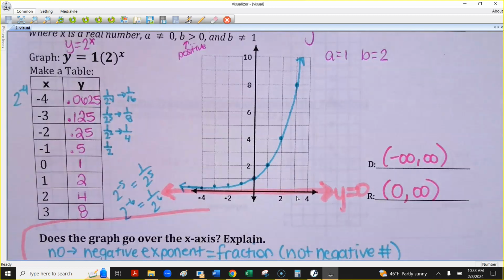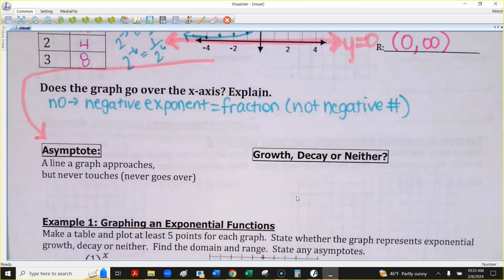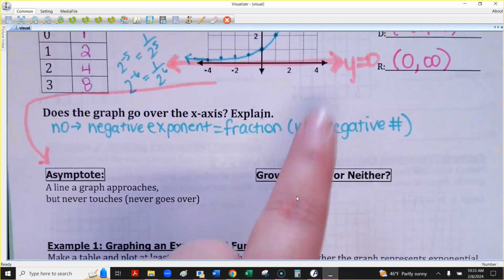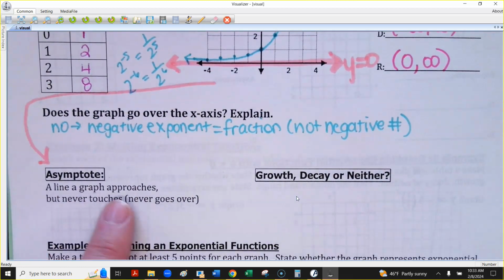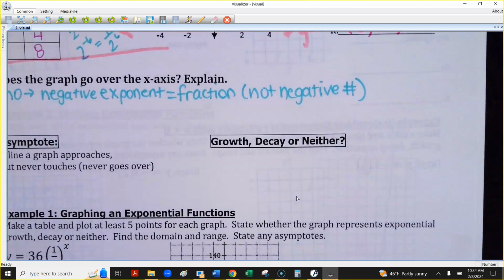Okay, now, an asymptote is that line I just highlighted on my paper. It's a line the graph approaches, so it gets close to it. All these graphs have an asymptote, but they're not going to touch it. They're not going to go over it. All right, and now I'm going to draw you a little picture for each situation that we're going to graph today. We just graphed growth.